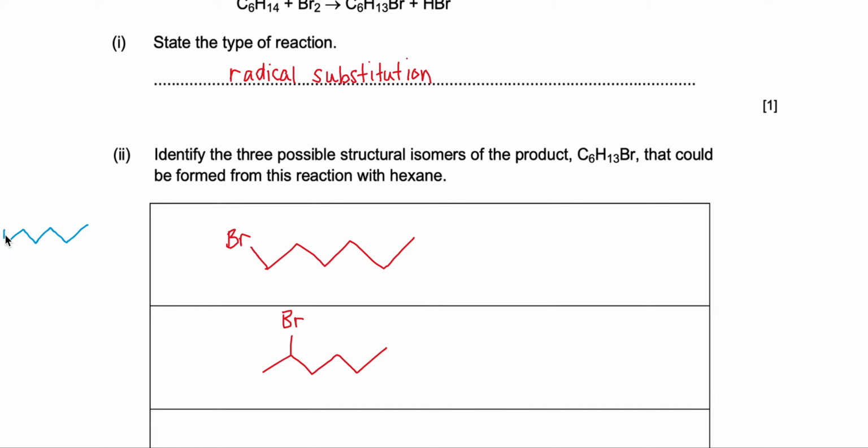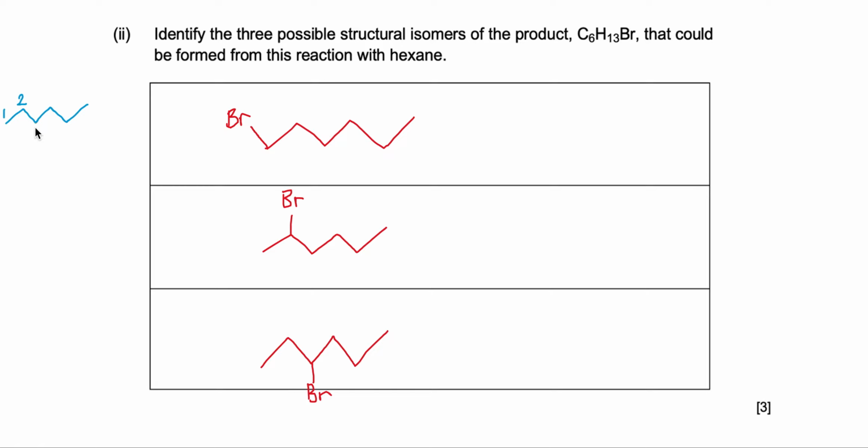You could put it on carbon 1 and that gives you this one. You could put it on carbon 2 and that gives you this one. Or you could put it on carbon 3 and that gives you this one here. If you put it on this one, which is carbon 4, that technically becomes carbon 3. So it would be the same as this one. So they're the 3 possible structural isomers that could have formed in this reaction.